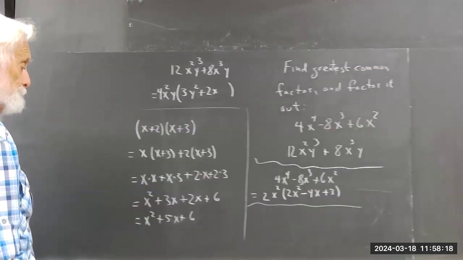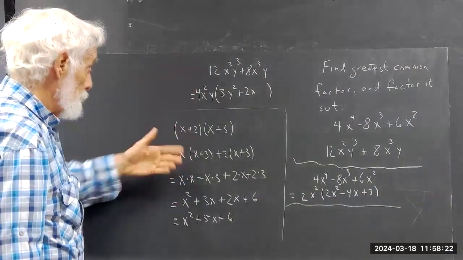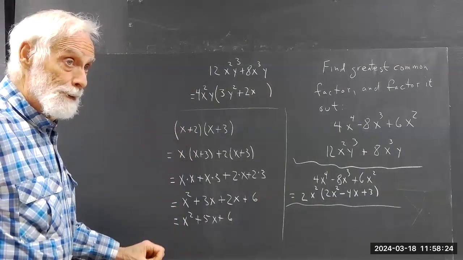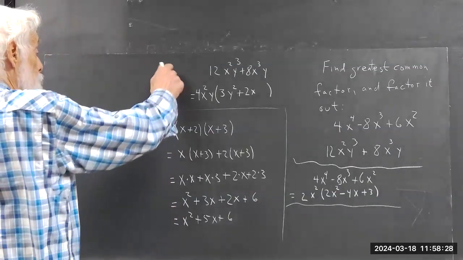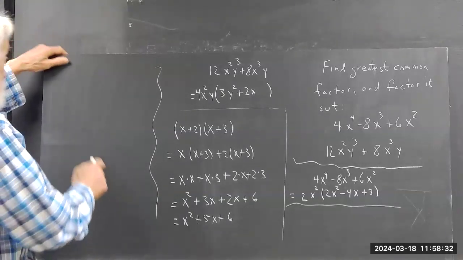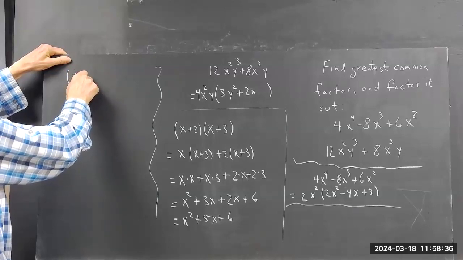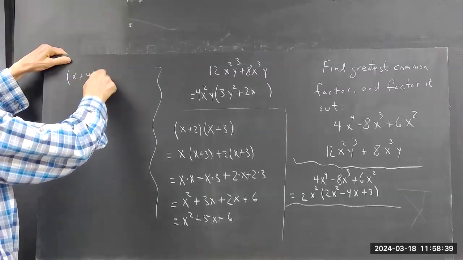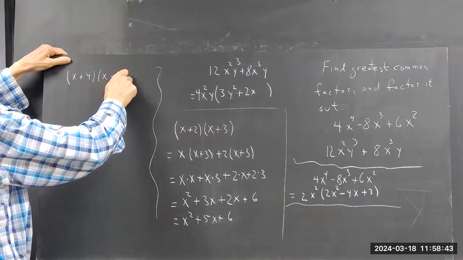Okay, well, we need to talk about factoring, but first we have to understand the distributive law, okay? So we have to get really good at this. So I'm going to ask you to multiply a few others out. Let's try x plus 4 times x plus 5.